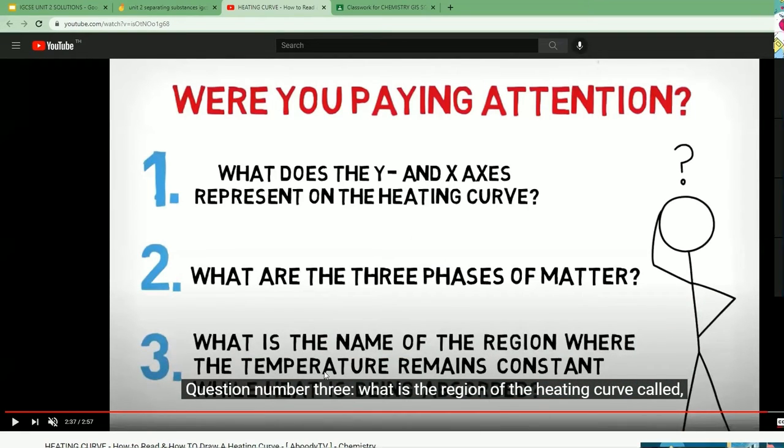Third, what is the name of the region where the temperature remains constant? Yes, it is called the plateau. You don't have to remember.